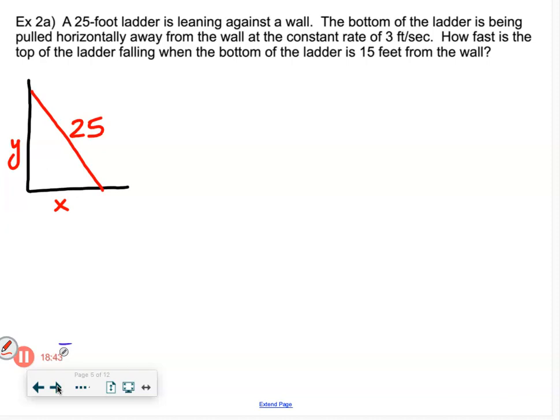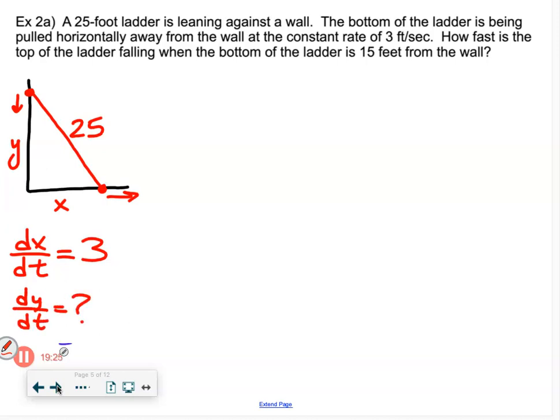All right, so let's write what we're given. The bottom of the ladder is being pulled this way at a rate of 3 feet per second. How would I write that as a differential in calculus notation? dx/dt equals 3, positive 3. How fast is the top of the ladder falling? What are we looking for? dy/dt.